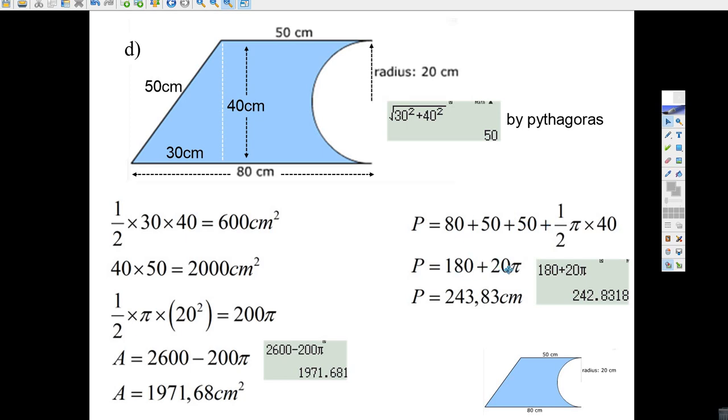100 plus 180 plus 20 pi. I put that in my calculator. I got 242.83. Ooh, that's a little mistake. That should be a 2 there. Centimeters. Now let's look at the area.